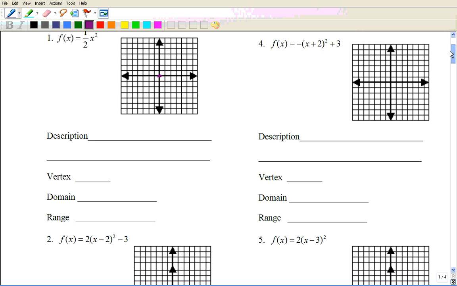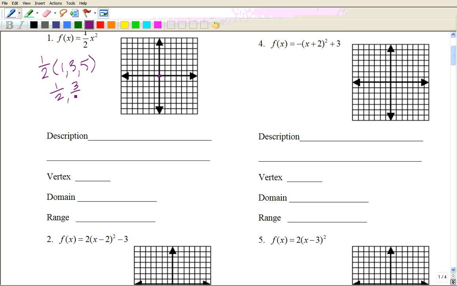So number 1, we have 1/2 x squared. The vertex did not move left or right at all, so I leave the vertex right here at 0, 0. And then the 1, 3, 5 gets multiplied by whatever is all the way in the front, so times 1/2. So I'll have 1/2, 3 halves, or 1.5, and 5 halves, or 2.5. So starting at that vertex, on each side I'll go out 1 and then up 1/2. And then the next time I go out 1, I'll go up 1.5. Then the next time I go out 1 and then up 2.5. And then draw in my lines.